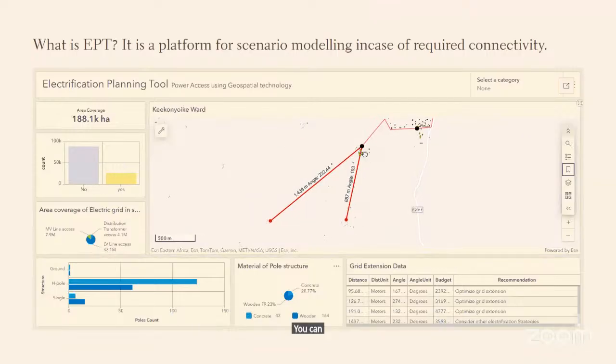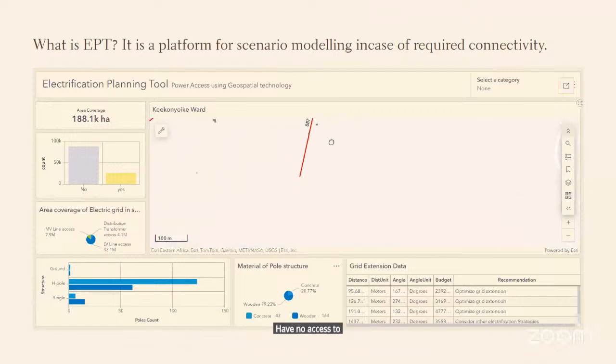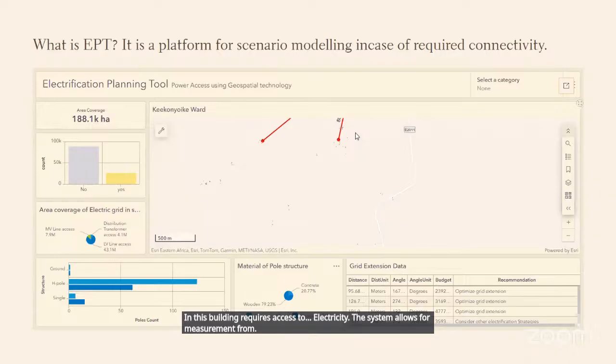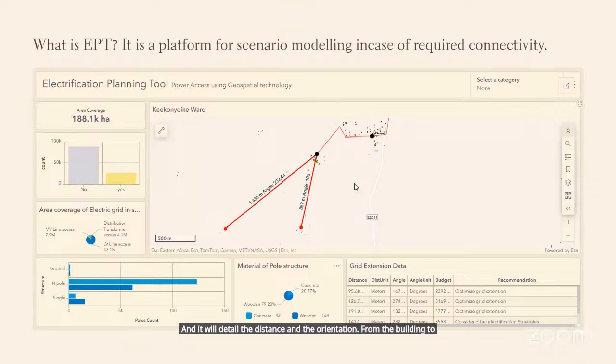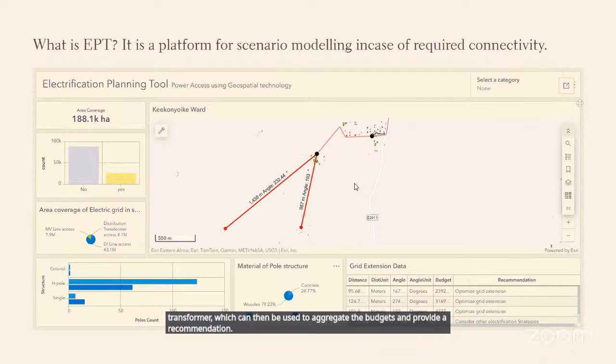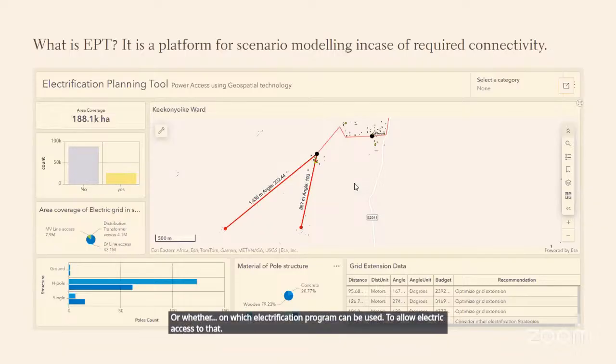You can see these buildings, the yellow buildings show access, while the gray ones have no access to the electric grid. So in case this client in this building requires access to electricity, the system allows for measurement from the client to the nearest transformer, and it will detail the distance and the orientation from the building to the transformer, which can then be used to aggregate the budget and provide a recommendation of which electrification program can be used to allow electric access to that particular building.